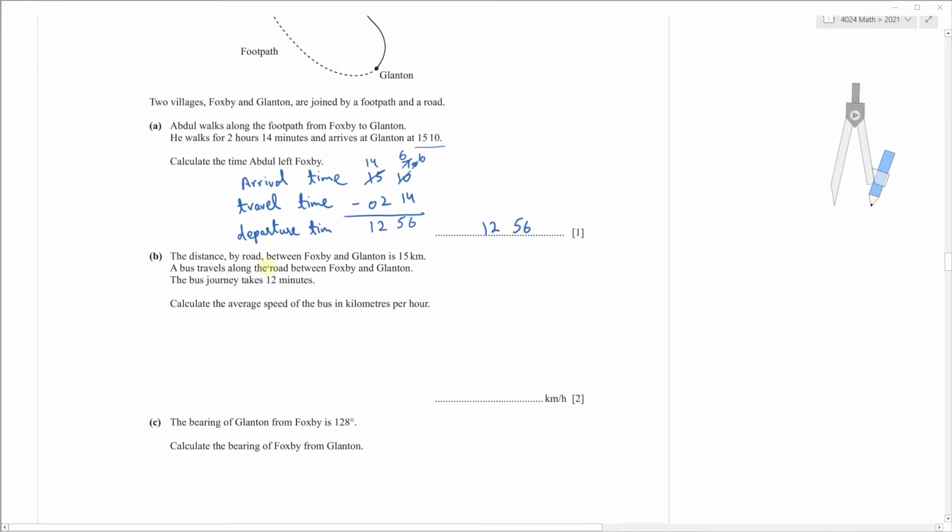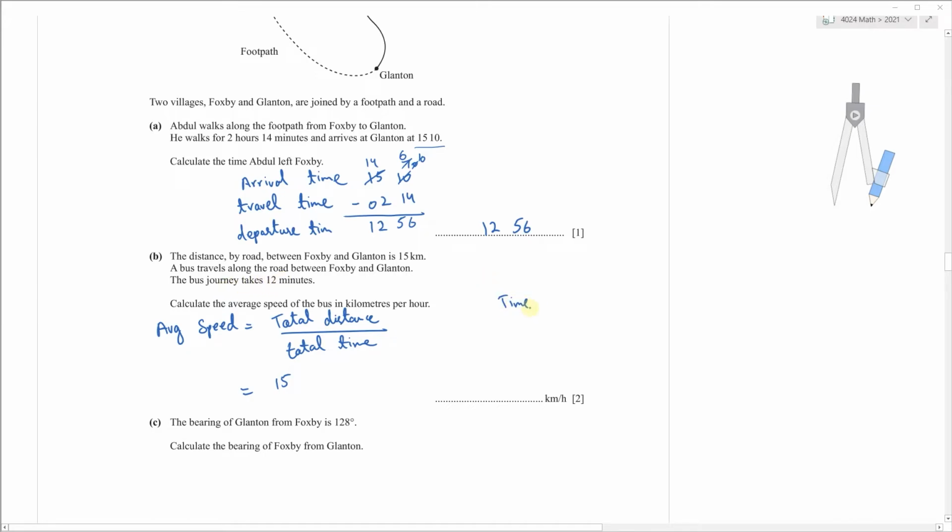Part B: the distance by road between Foxby and Glanton is 15 kilometers. A bus travels along the road between Foxby and Glanton. The journey takes 12 minutes. Calculate the average speed. So average speed will be total distance divided by total time. Total distance is already in kilometers, so 15 divided by the time: the bus journey takes 12 minutes.